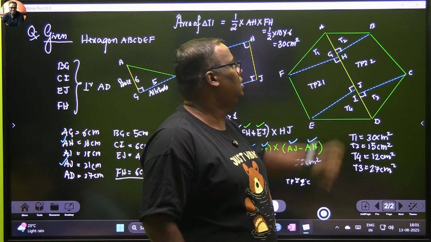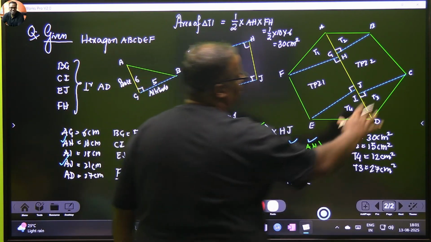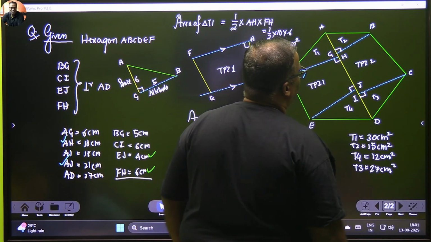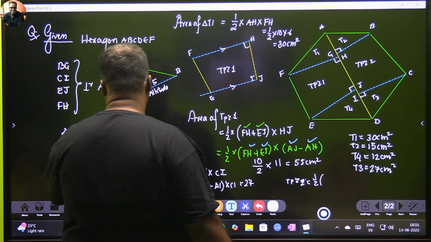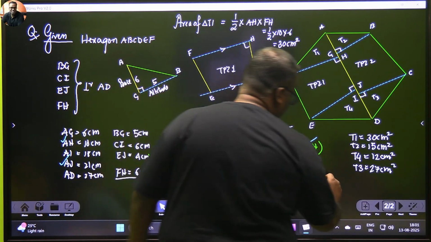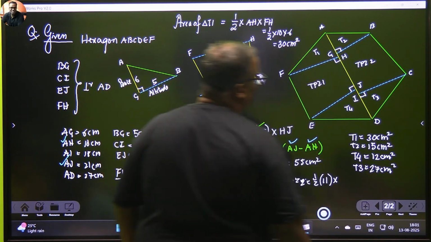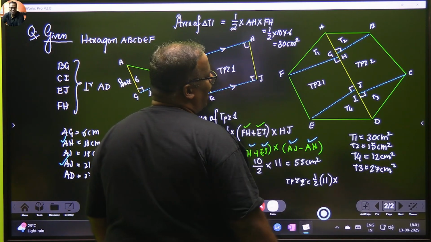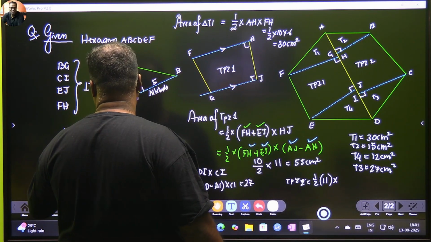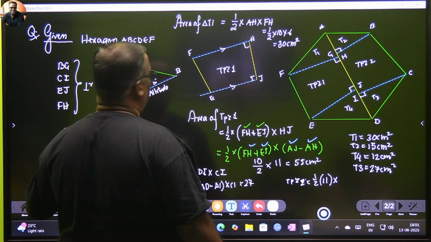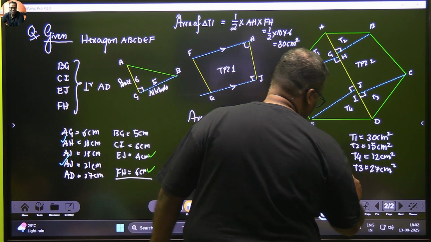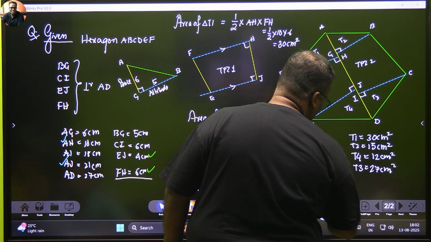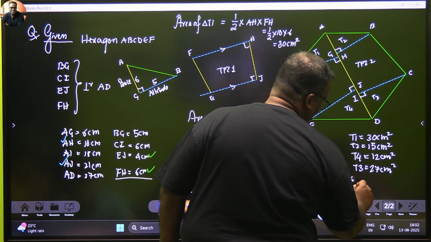TPZ2 is this one. Half into sum of the parallel sides. BG plus CI. Yes, very good. Half into BG plus CI. What is BG plus CI? 5 plus 6, 11. Into what is the perpendicular distance? GI. GI should be AI, 18 minus AG. 18 minus 6 is how much? 12. 2 sixes are 12, 11 sixes are 66 centimeters square.